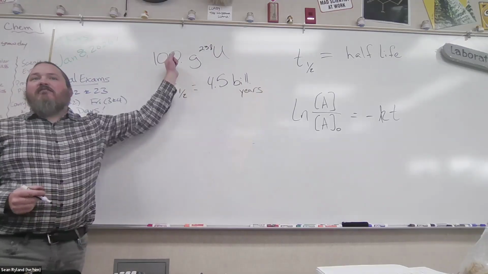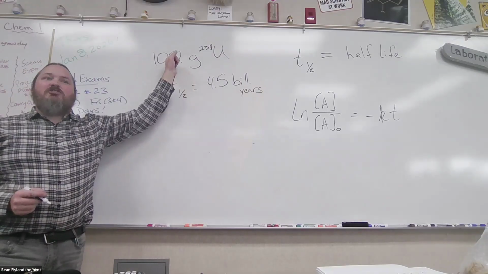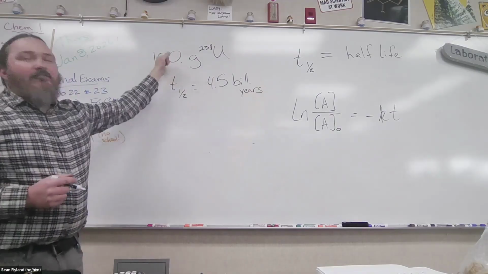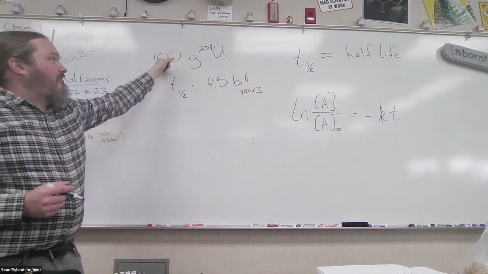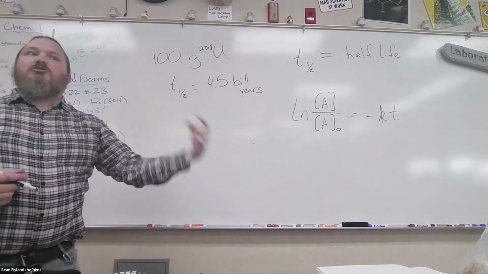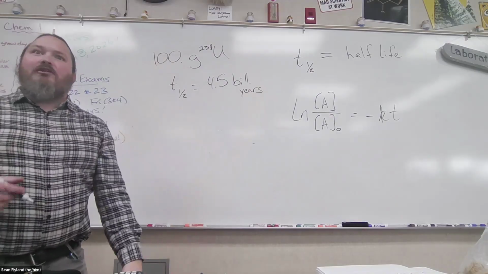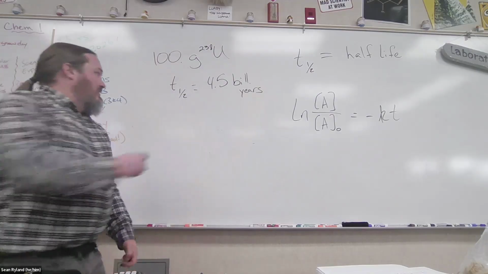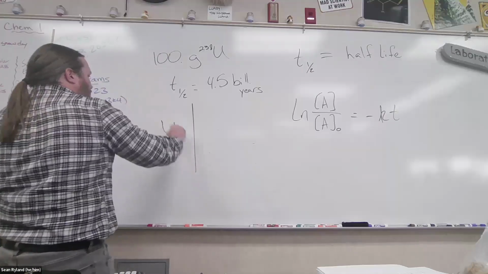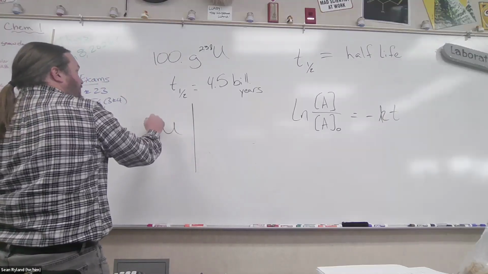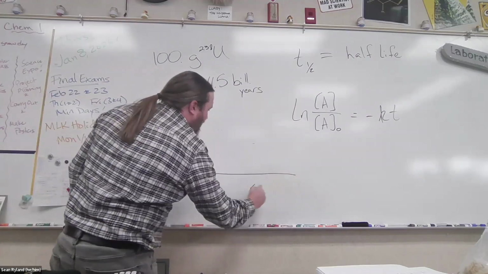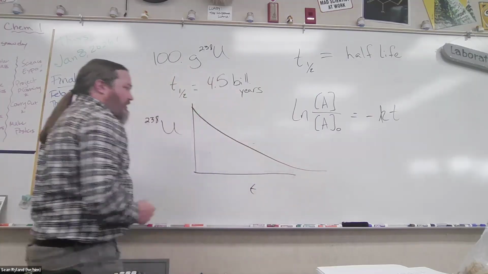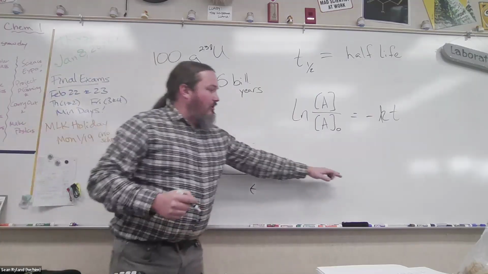After 4.5 billion years, you get 50 grams. Half of it has turned into thorium and then gone down that decay series, but half of it's still left. After another 4.5 billion years, that 50 grams will turn into 25 grams. After another 4.5 billion years, that 25 grams will turn into 12.5, and so on, infinitely. So if you look at the amount of uranium-238 versus time, it's going to asymptotically approach zero.